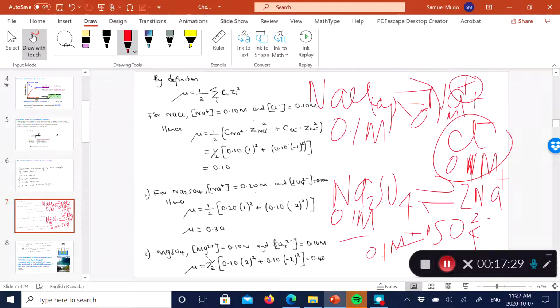And you can do the same for magnesium sulfate. We know magnesium has got a 2+, sulfate is 2-. For 1 mole of magnesium sulfate, you get 1 mole of magnesium ions, and so forth. And so you can do the calculation that way, and you see that the mu for 0.1 molar of magnesium sulfate is 0.4, and that's the ionic strength. So you can see for the same concentration of salt, you've got very different ionic strengths.